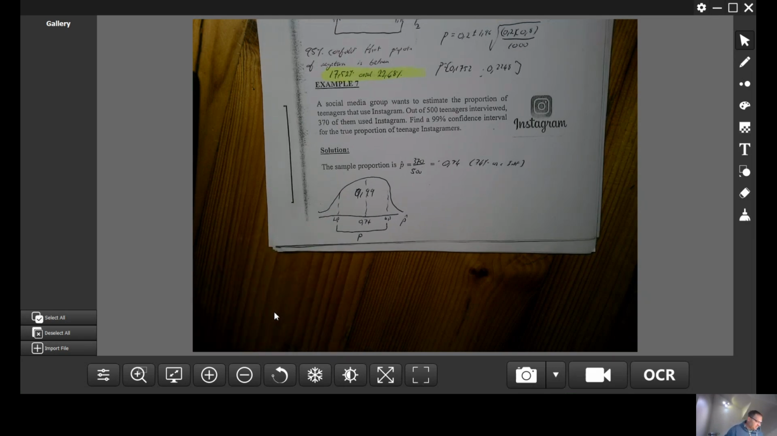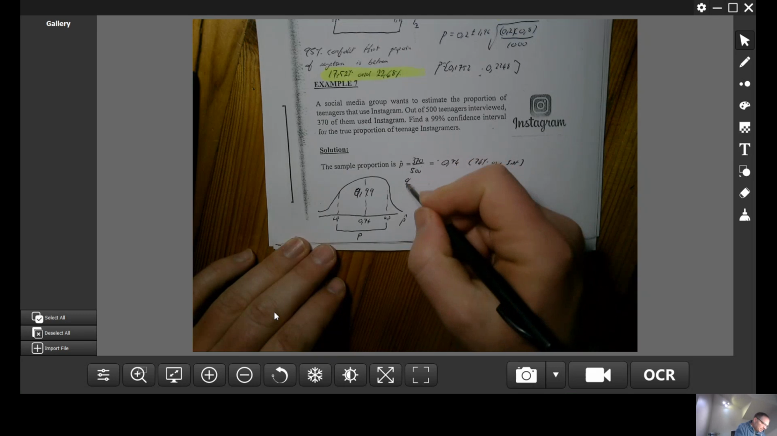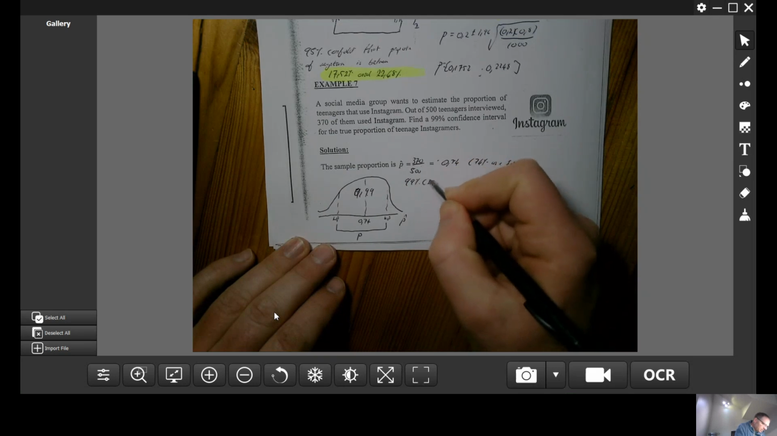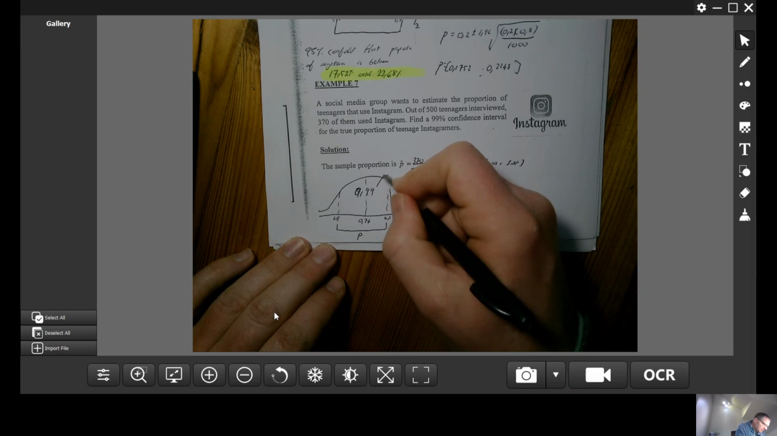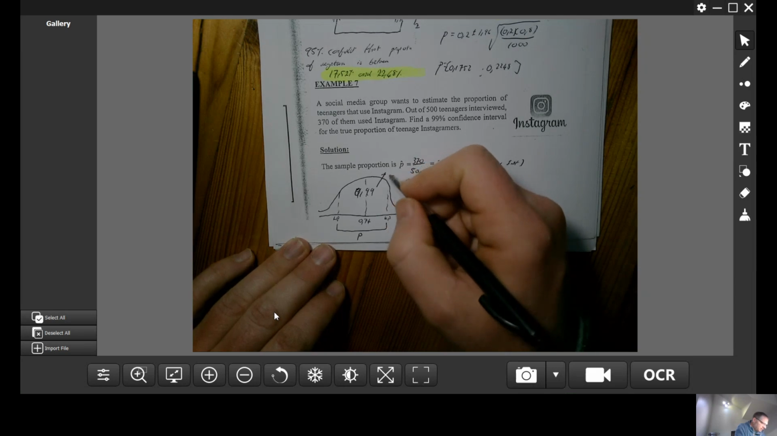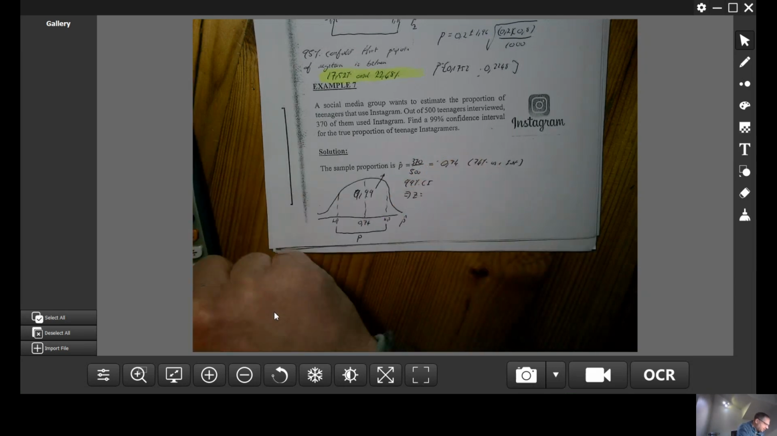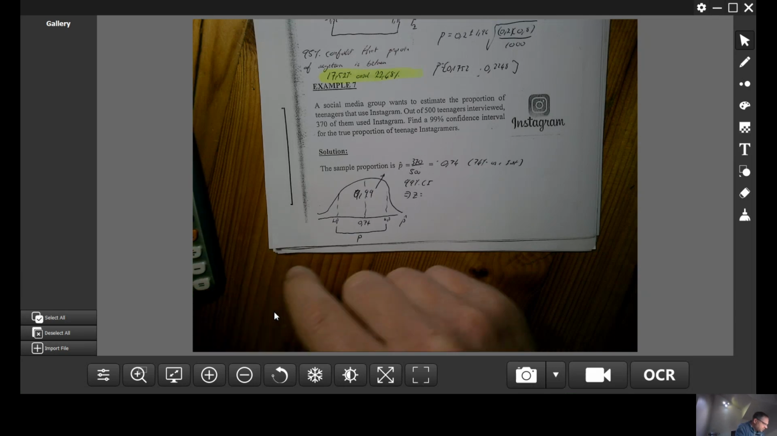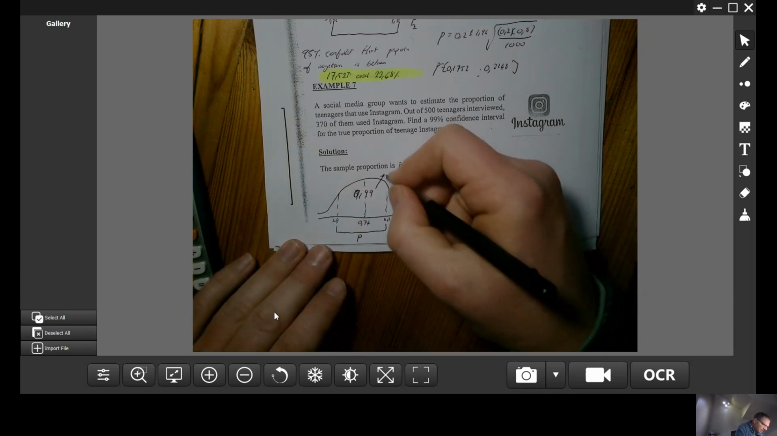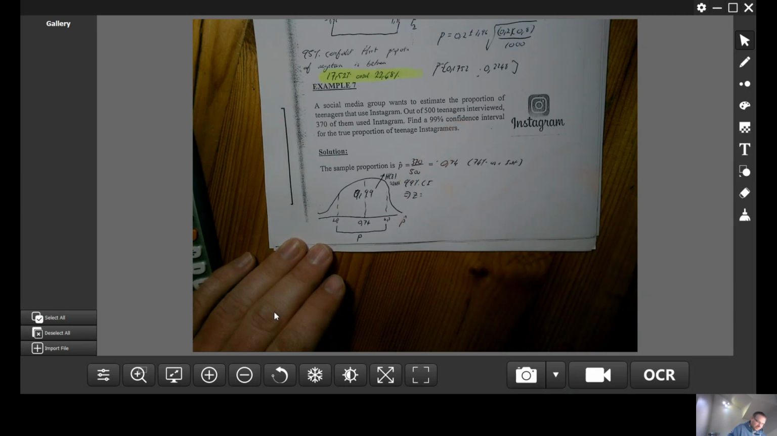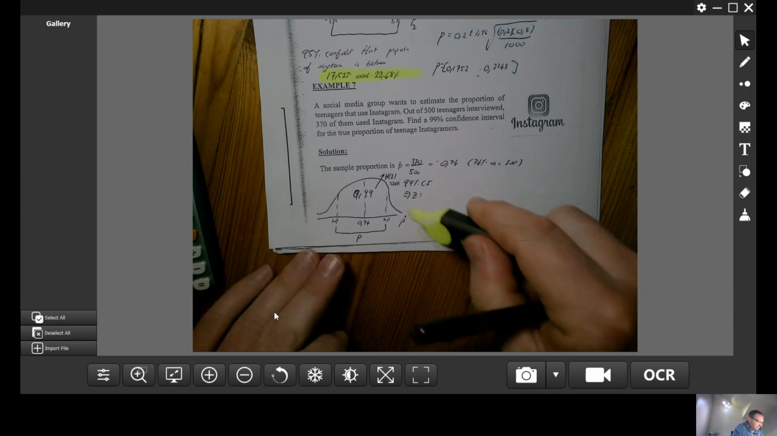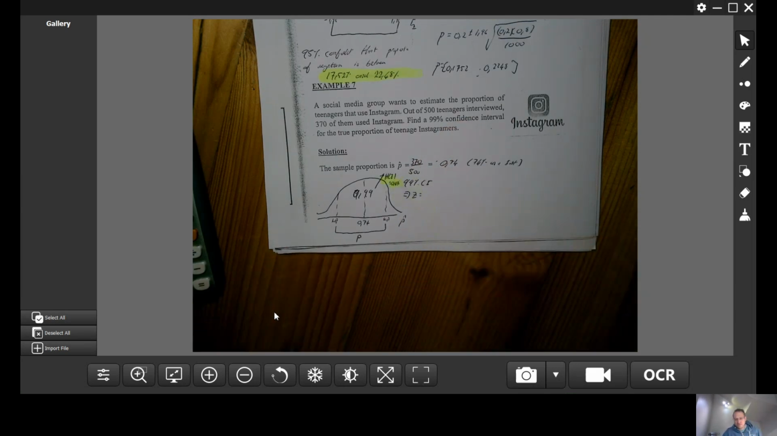Right. So the first thing we have to find, for a 99% confidence interval, is what the Z score is going to be. If that's 0.99, then this is 0.495, 0.99 divided by 2. So we're going to use the area, the H of Z, which is 0.495.